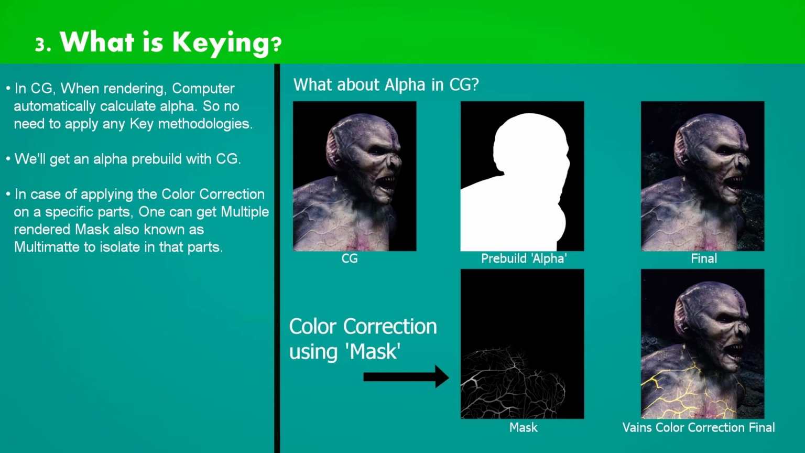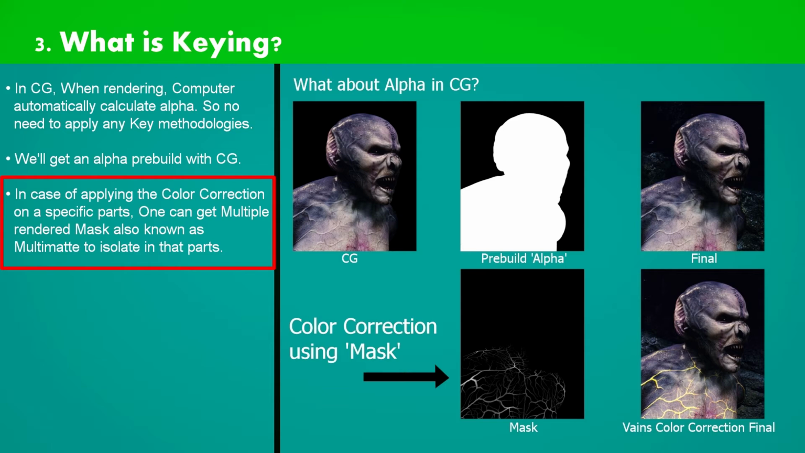Like the examples here, first is our CG character, then second is the key, or in case of CG, it is alpha. And then this is our final composite. Combining different images together is referred to as composite. Like in the previous example, with the help of key or alpha, we are able to replace or add a background to the character. In the second case, color correction using mask, the mask or key is also used to color correct a specific area.